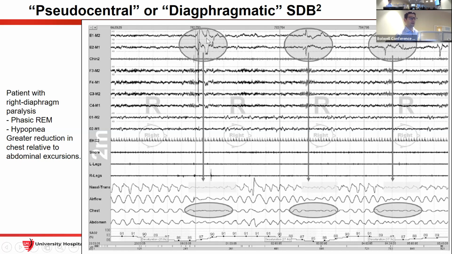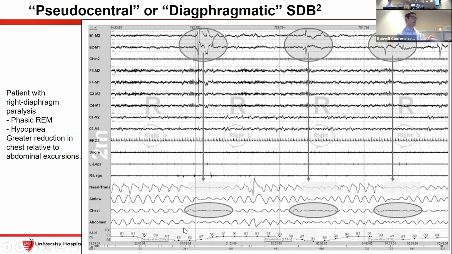And what you see here is that you have phasic bursts, so you have rapid eye movements. And then when you come down to the nasal transducer, you see a flattening of the nasal transducer flow. The airflow is flattened, but not 90%, so it's not an apnea. This is a decrement of more than 30%, so it's a hypopnea. You see that the chest excursion has decreased, and so has the abdomen, but the chest has decreased more. So this can be mistaken, if you weren't paying close attention, as a central.